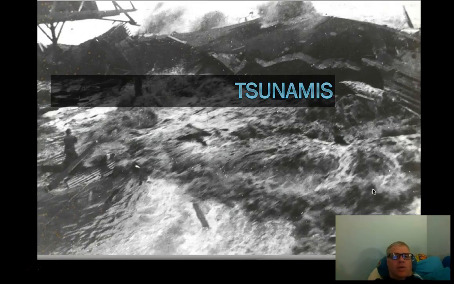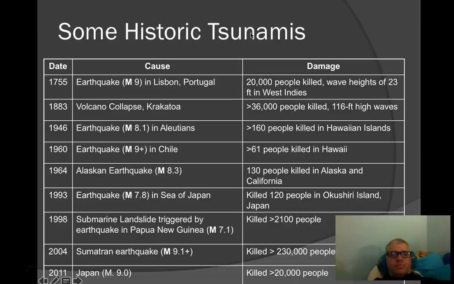Okay, and then one more thing I wanted to hit here is tsunamis. That's a person right there who, as you can probably guess, did not live through the rest of the tsunami that was coming in. There have been some pretty major tsunami disasters in the world, and they have killed a large number of people. Some of the more recent ones: Japan, a magnitude 9.0 earthquake, killed about 20,000 people. But the Sumatran earthquake that happened in 2004 created a tsunami that killed almost 250,000 people around the Indian Ocean.